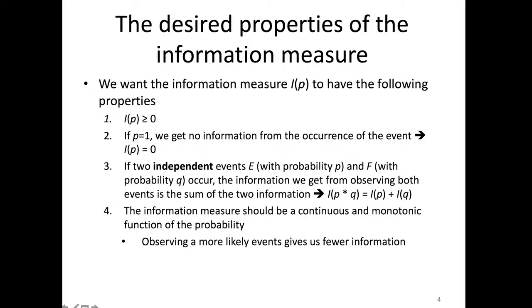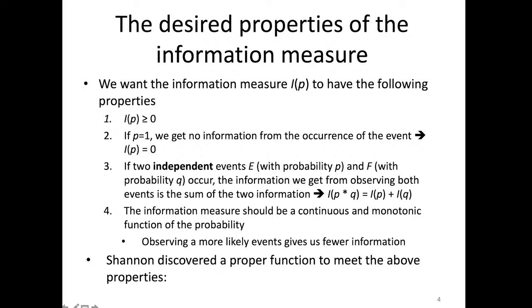And finally, we want the information measure to be continuous and a monotonic function of the probability. Continuous means that it's differentiable, and monotonic function means that it's always increasing or decreasing. In this case, because when P is larger, we want the information to be smaller, it's monotonically decreasing. Monotonically decreasing means that its shape should look like this.